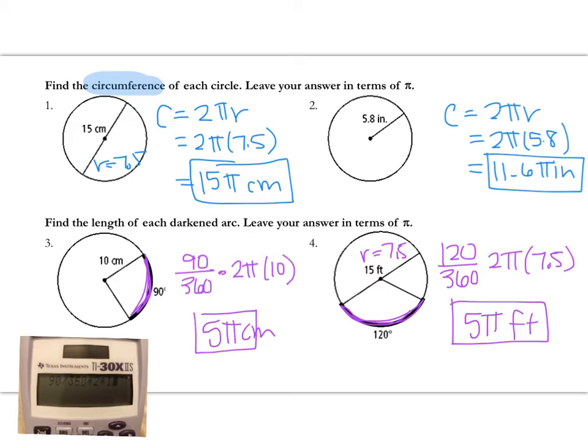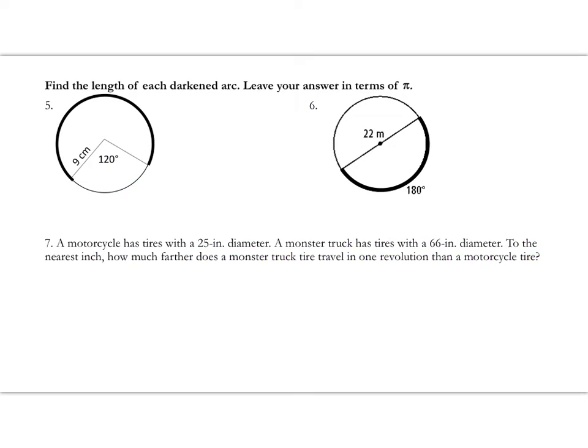Alright, let's try some more. Let's try another one here, number 5. We now want this darkened section. So this darkened section right now is not the 120. So this is where you have to use what we talked about yesterday. That's the major arc on the other side of 120.